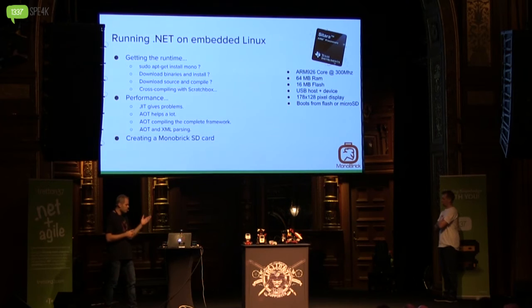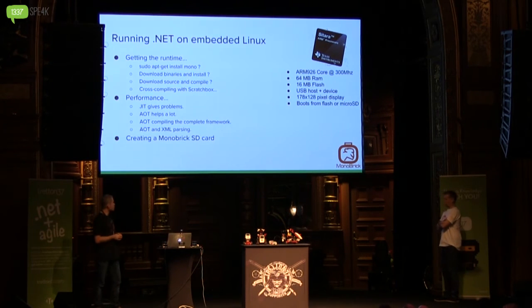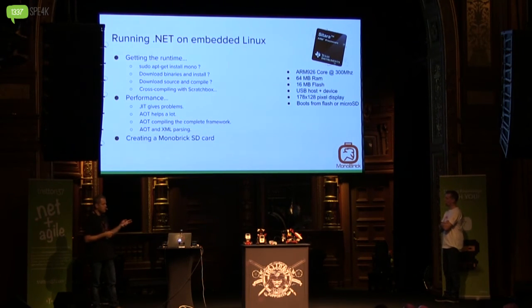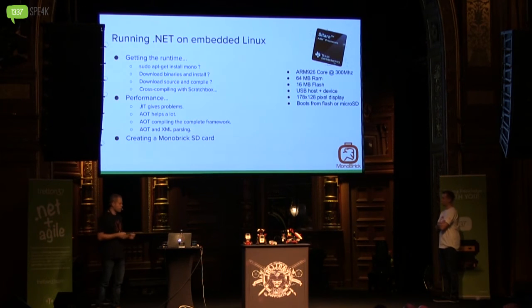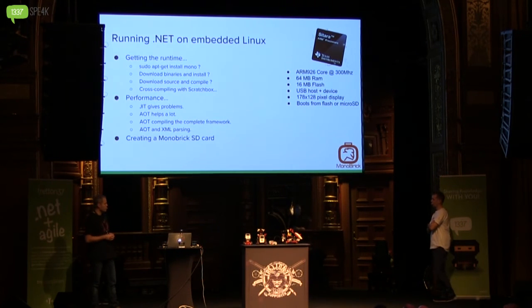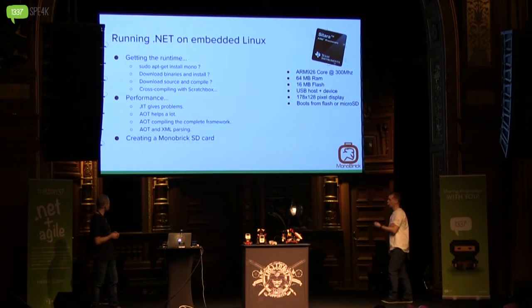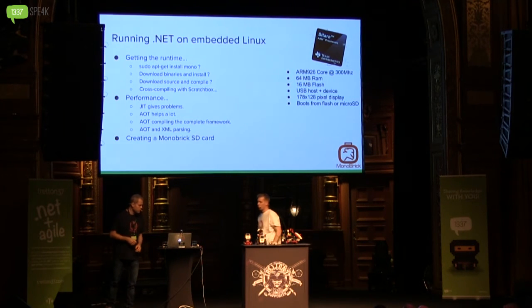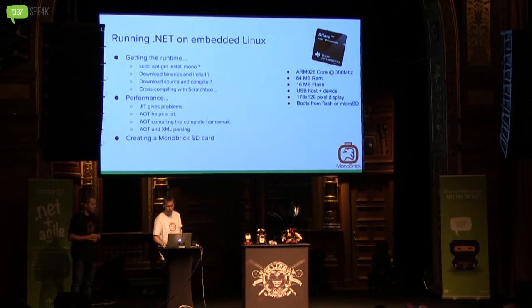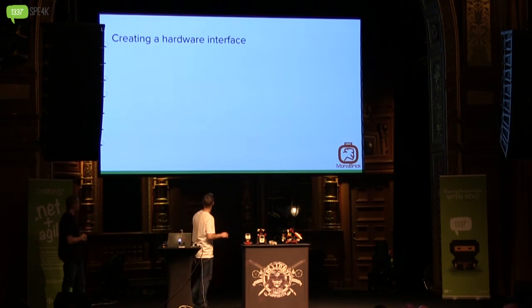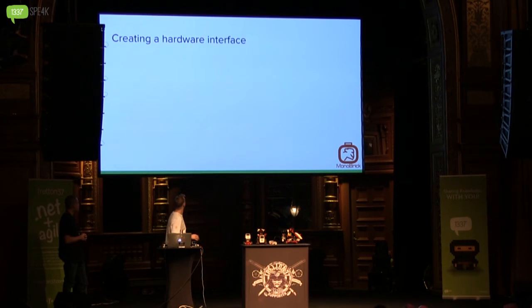So with this, we were able to create a firmware image that you can just download from our website and put onto an SD card, and then you can plug it into your EV3, and you have everything you need to actually run .NET programs. So once we had this image, which included the Mono .NET framework, we needed to create some hardware interfaces.